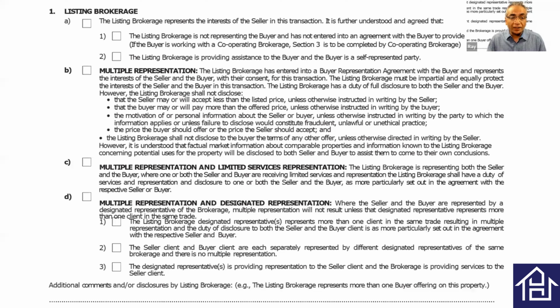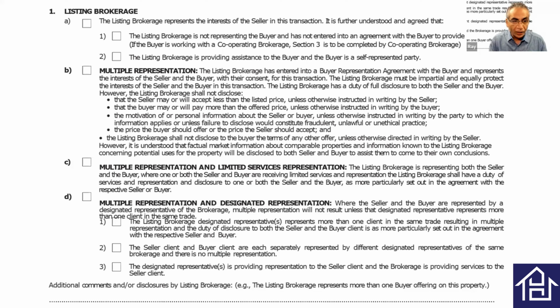Now here comes the new representation that we talked about, which is designated representation. If the salesperson individually is representing the client, although they're representing the client, the broker is still providing service to that client. So we have to select part D, but we have to select one of the options that we have in part D. And if you look at the options, number one says the listing brokerage designated representatives represent more than one client in the same trade, meaning that the same salesperson is representing two people, and those people are in a designated representation situation.